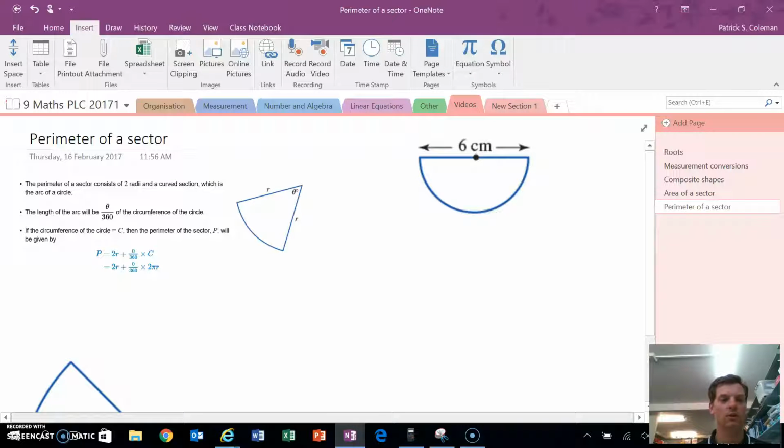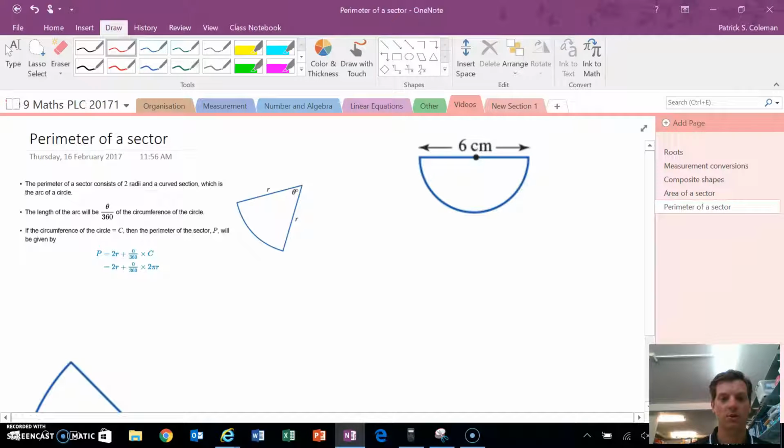In this lesson we're looking at finding the perimeter of a sector. So just a reminder, the perimeter means the outside of the shape. So if we're talking in this example here, we're talking about this line plus this line plus this line here.